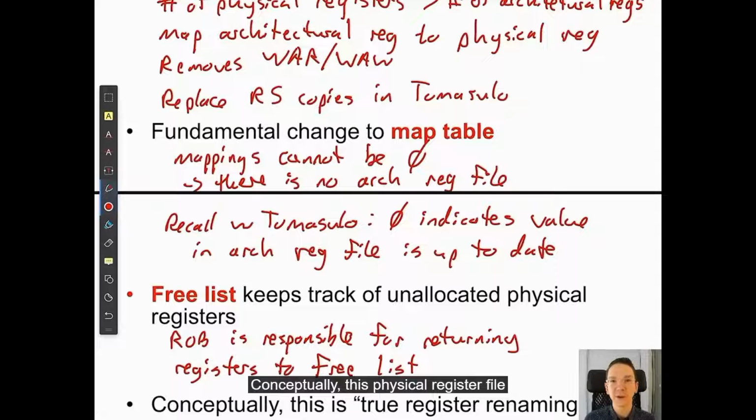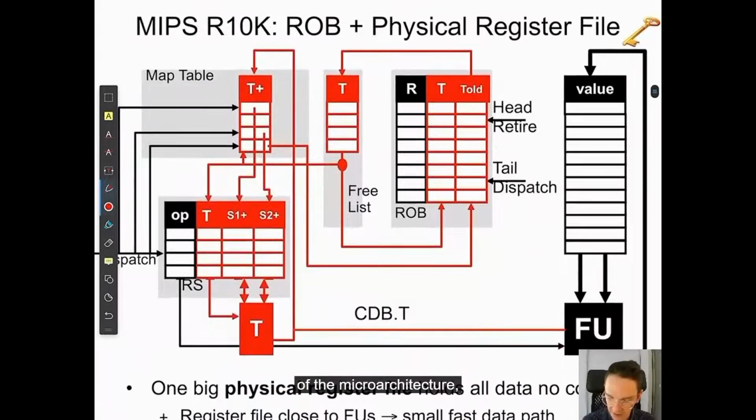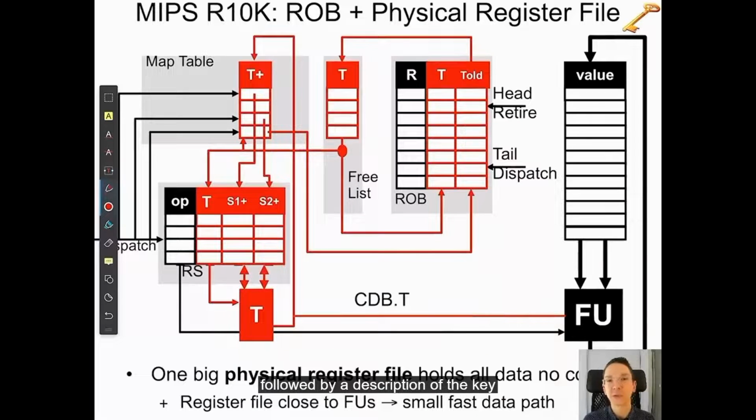Conceptually, this physical register file-based approach is true register renaming, in contrast to the copy-based approach that we saw in Tomasulo. Okay, let's dive into the implementation, the design of the MIPS R10K, starting with the organization of the microarchitecture, followed by a description of the key data structures and the operations performed in each stage of this pipeline.